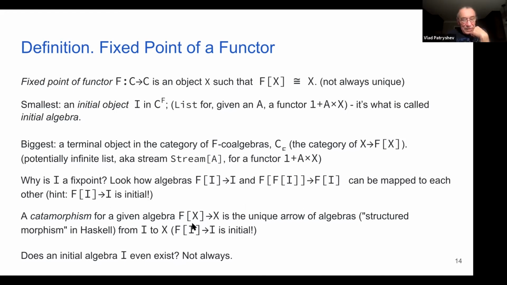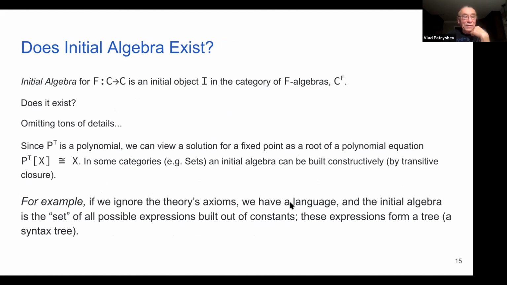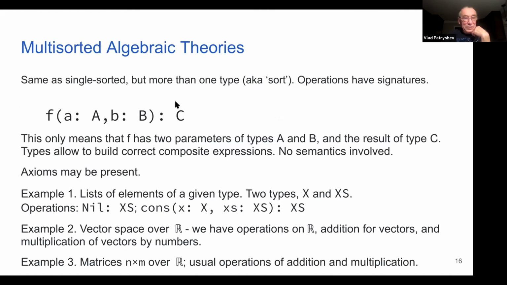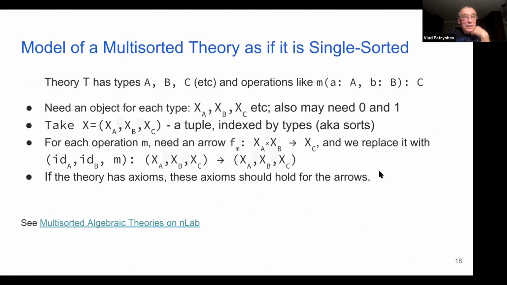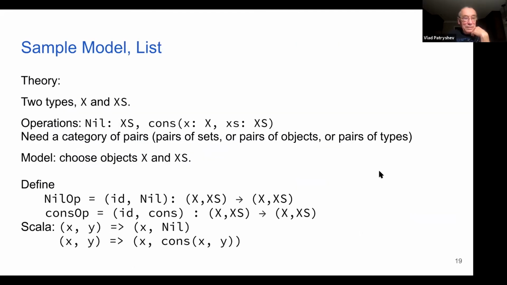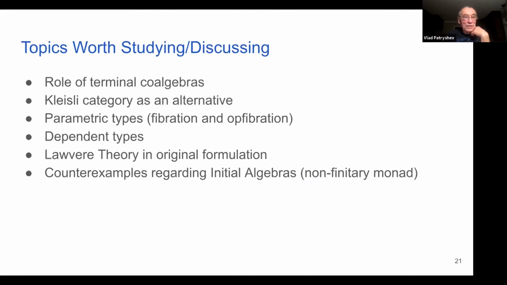So this arrow is called the catamorphism, and I'll skip the existence of an initial algebra, but it could be built. Multi-sorted algebraic theories: you can view the slides, it's complicated, and models, sample model, simplified model. So these are the topics worth studying further: the role of terminal coalgebras, categories, parametric types, Lawvere theory in its original formulation by Lawvere, and counterexamples, like a non-finitary monad doesn't have initial algebras.